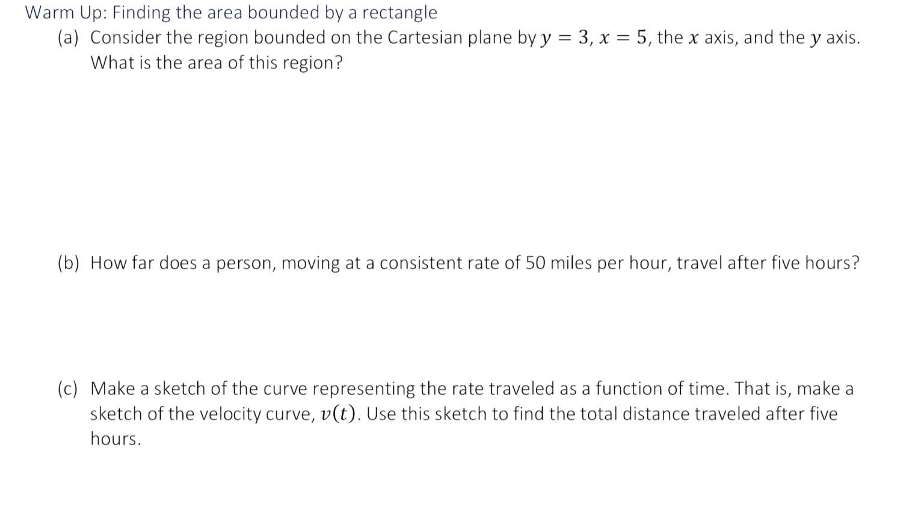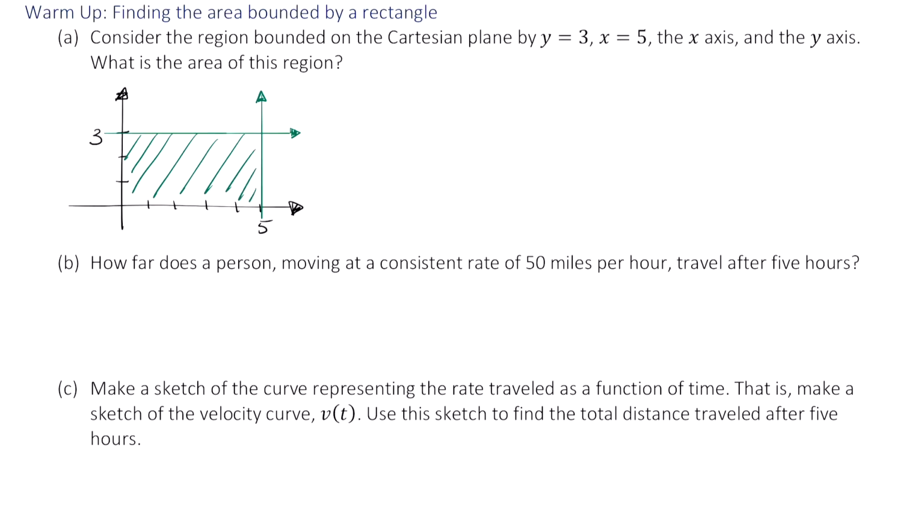Let's find the area bounded by a rectangle. Consider the region bounded on the Cartesian plane by y equals 3, x equals 5, the x and the y-axis. What is the area of this region? Before continuing, let's make a sketch. As you can see, I have sketched y equals 3 here. So here's y equals 3. Here's x equals 5. This is my x-axis and the y-axis. So the region we're interested in is right here.